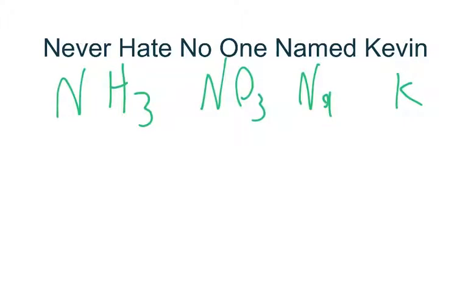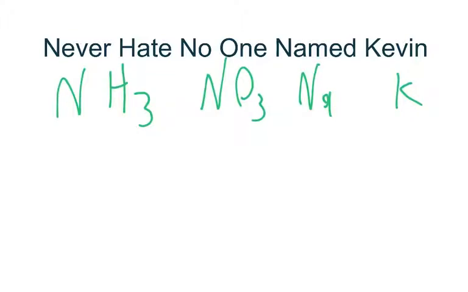The main part of the solubility rules is something called Never Hate No One Named Kevin, which is basically a way to memorize these 4 cations: ammonium, nitrate, sodium, and potassium. The rule of thumb here is that if you see any of these 4 cations in an ionic compound, that means it will dissolve in water. It's soluble. It will be 100% of the time soluble.